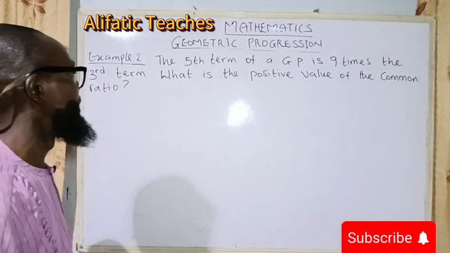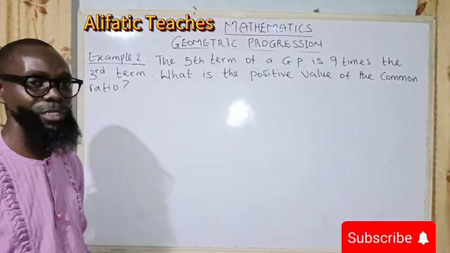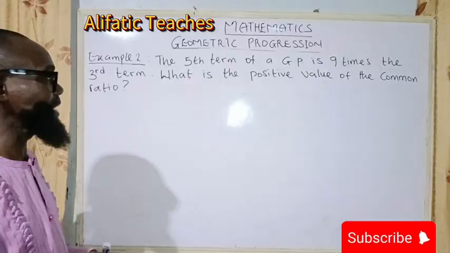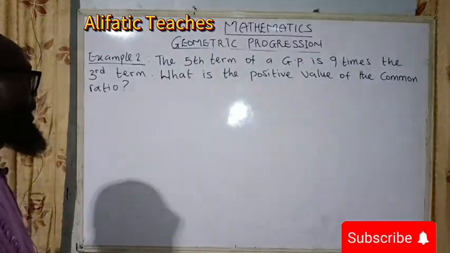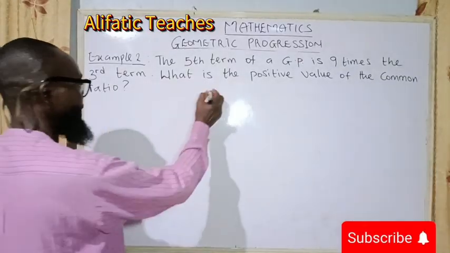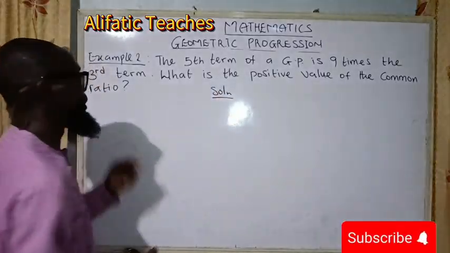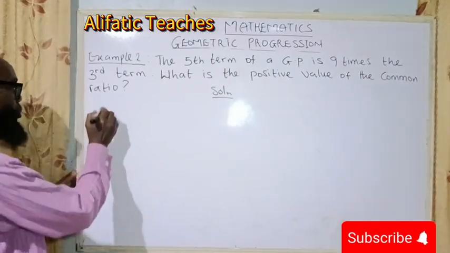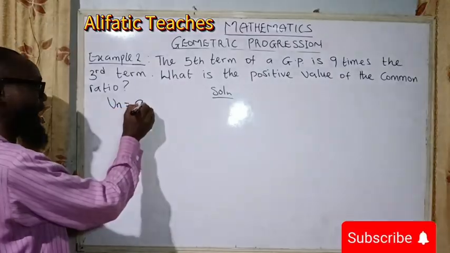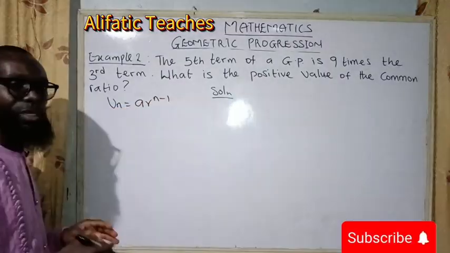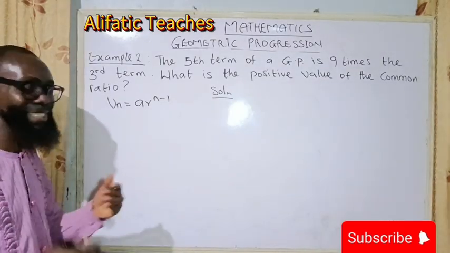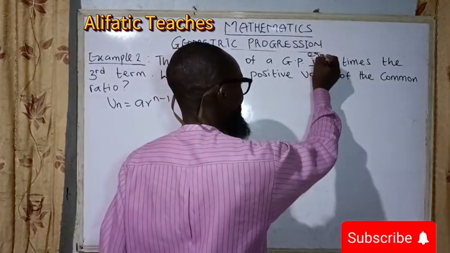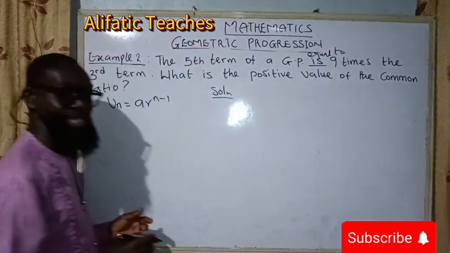Example 2. The fifth term of a GP is 9 times the third term. What is the positive value of the common ratio? Now, let's check this again. The fifth term of a GP. We know the formula of a GP to be Un equals ar raised to power n minus 1. Now, the fifth term of a GP is 9 times. This means is equal to, don't forget, equal to, that's the meaning of that.